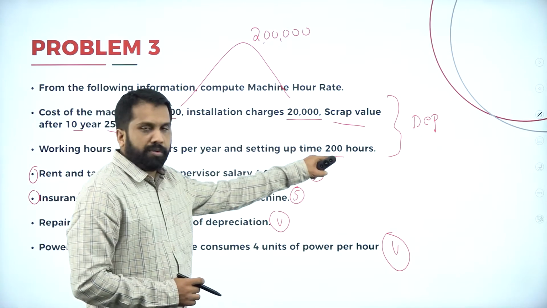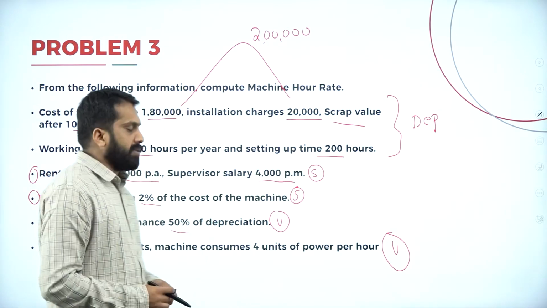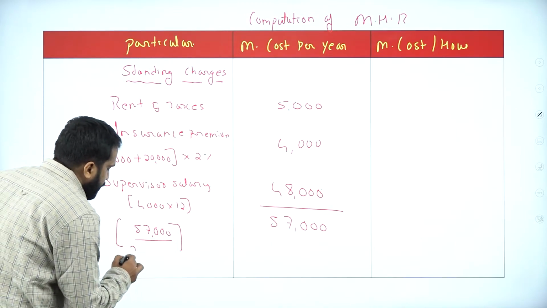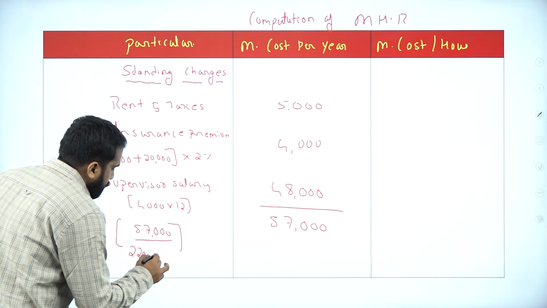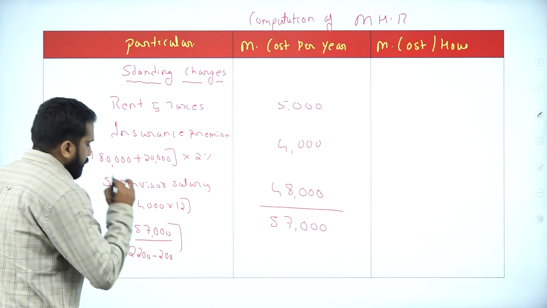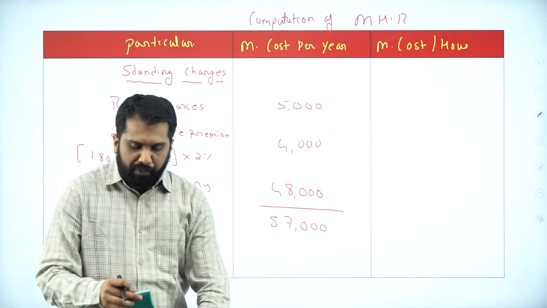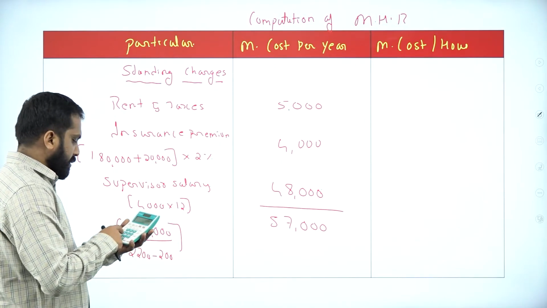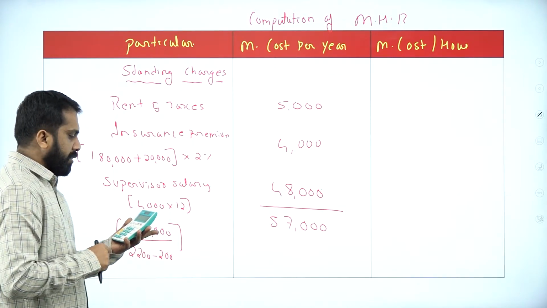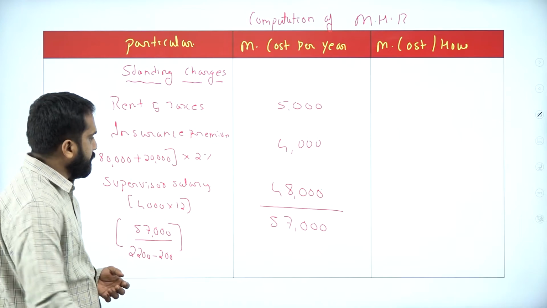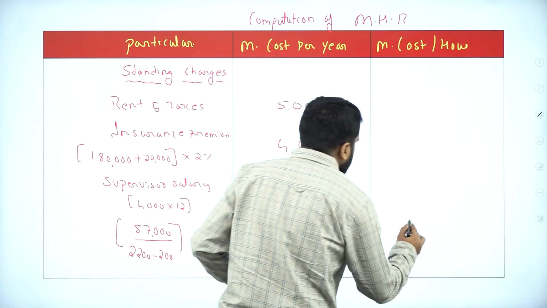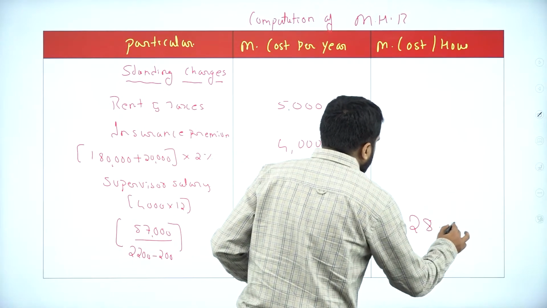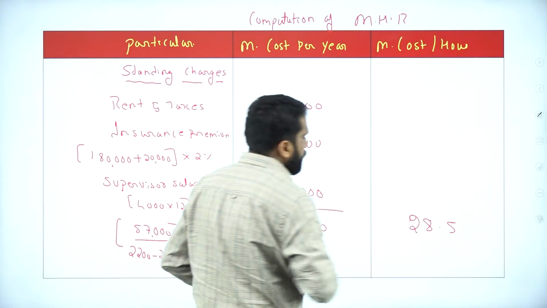Setting up time is 200. How much will you get? 2,000. 2,200 minus 200. Now calculate 57,000 divided by 2,000. I got 28.5. So your answer is 28.5, your final answer.